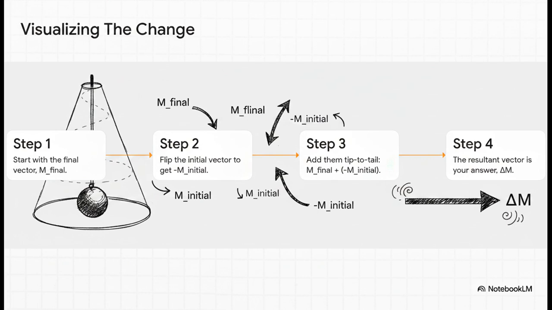So how do we find the change, delta M? Well, we use vector subtraction, M final minus M initial. Now graphically, subtracting a vector is the same as adding its opposite. So we start with our final vector, M final. Then we take our initial vector, flip it around 180 degrees to get negative M initial, and place its tail at the tip of M final. The vector that connects the very beginning to the very end, that's our answer. That's delta M. And as you can see, it points horizontally straight across.